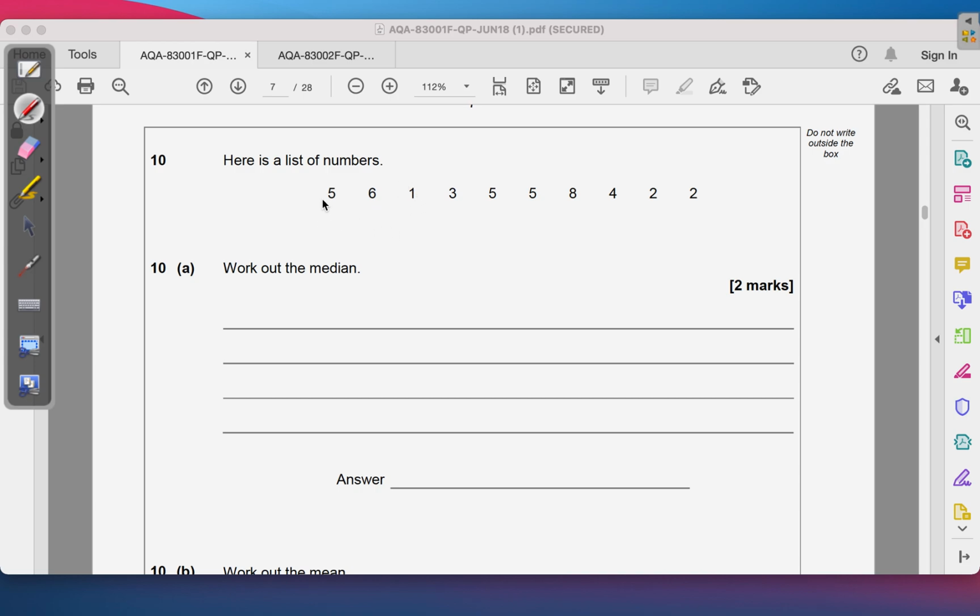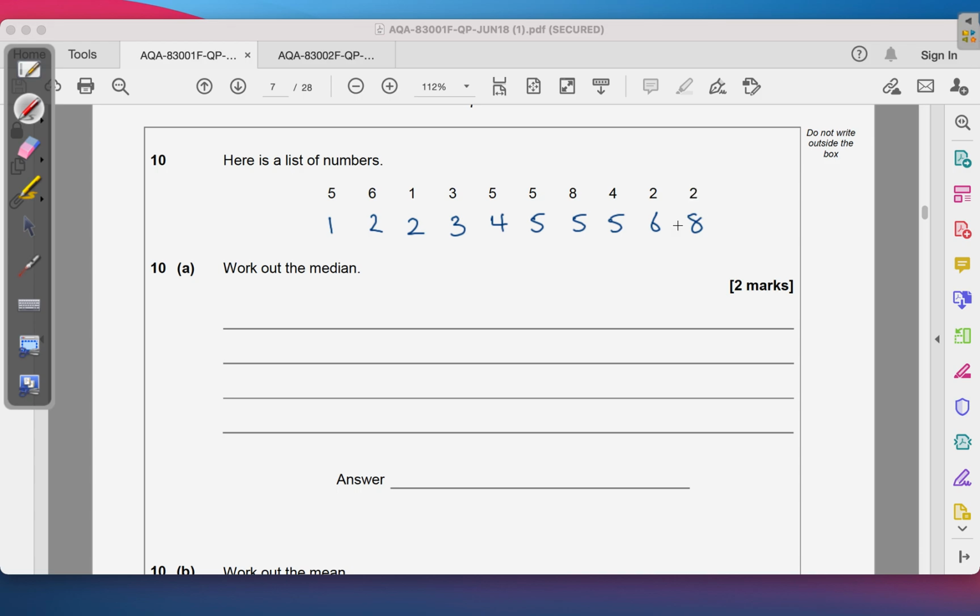So what we need to do first is write the numbers out in order. And then the median is the middle number of those numbers when it's written out in order. So we've got 1, 2, 2, 3, 4, 5, 5, 5, 6, 8. Now what we need to do is find the number in this list that is the same number of steps away from the beginning as it is to the end.